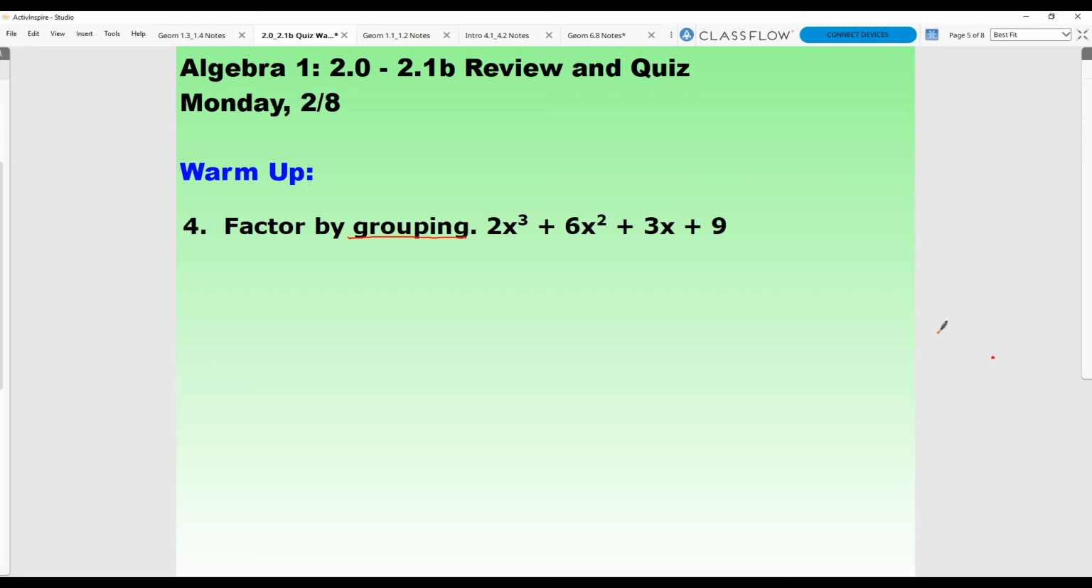So when you have that situation where you don't have a greatest common factor between all 4 of your numbers other than 1, we're going to go through the process of grouping, which means we're going to separate it. We're going to group these 2 together and group these 2 together, and we're just going to find the greatest common factor for each one of them.